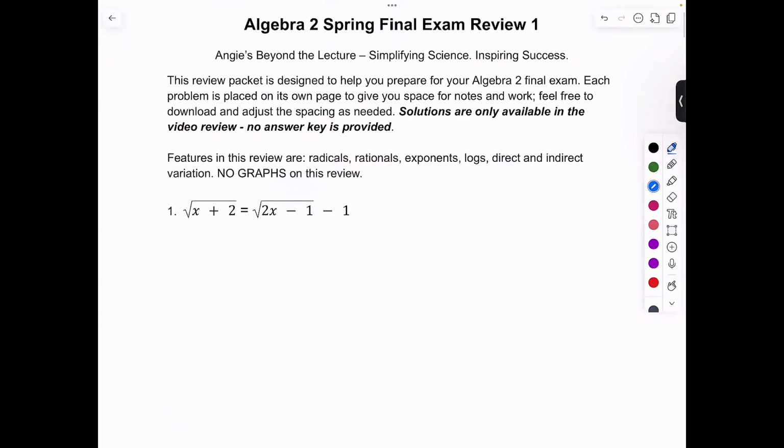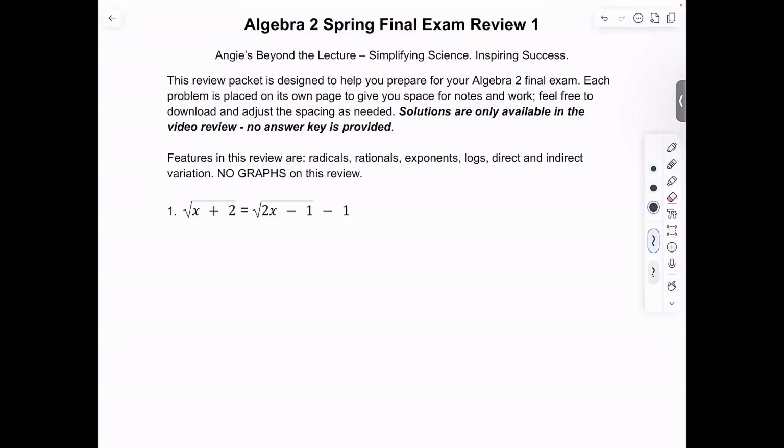Hey everyone, so I'm going to dive right into this first problem here. We have an equation with radicals in it, and we have the radical sign on both sides. So ideally we isolate the radical and square both sides and then continue with algebra to solve for x.